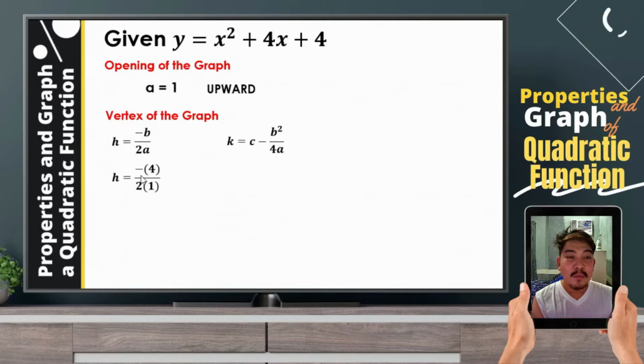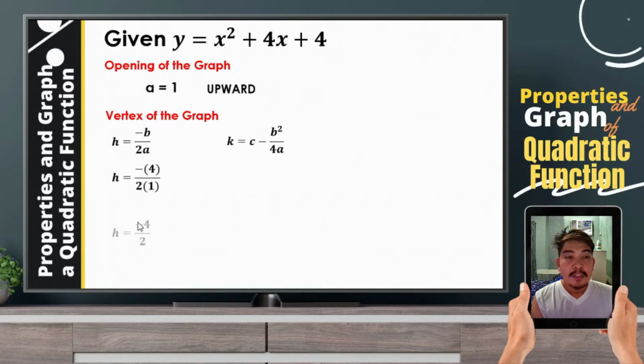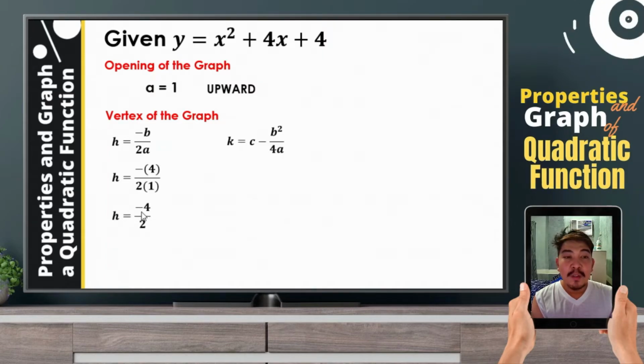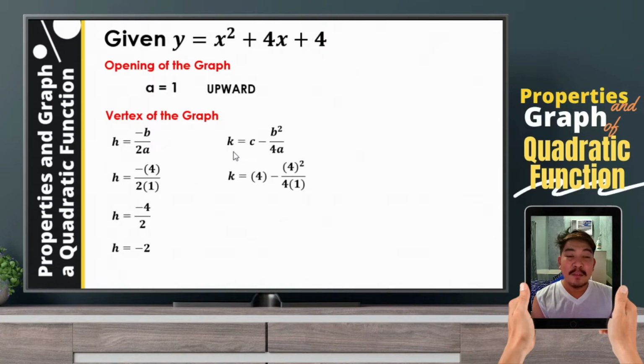So we now have h is equal to negative of 4 divided by 2 times 1. So that will now be equal to negative 4 over 2. Negative 4 over 2 is just equal to negative 2. So we now have the value of h. So next, let us have the value of c.